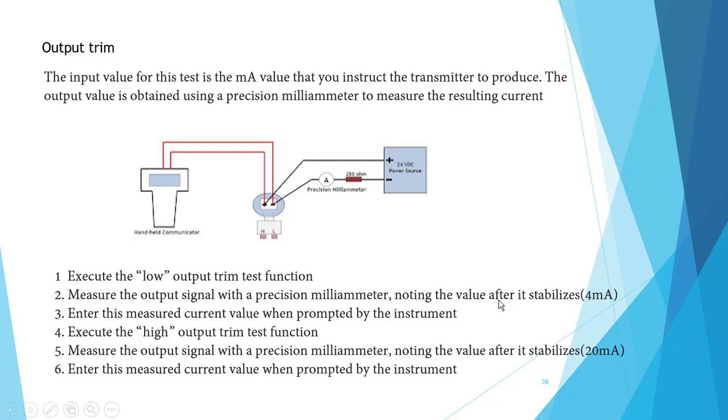Note the value after it stabilizes. Enter this measured current value. The first is 4 mA. Then you measure the output. Here it should be 4 mA.